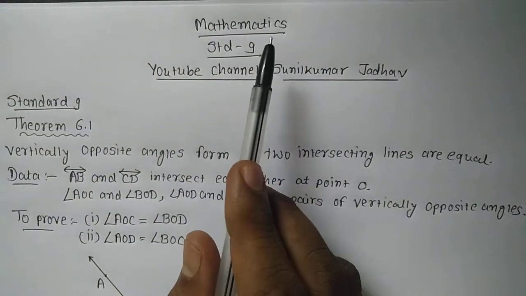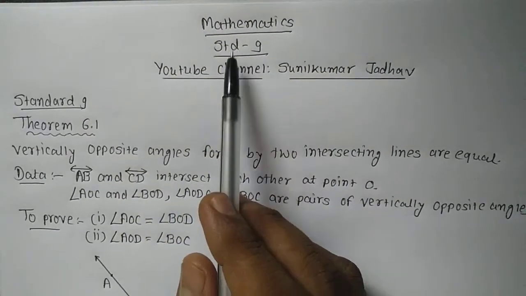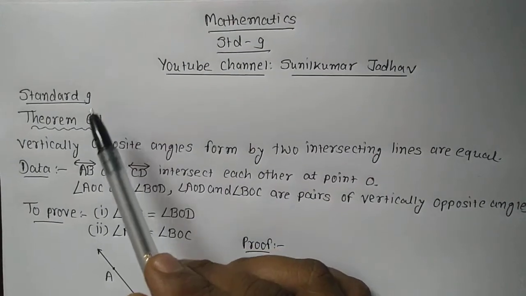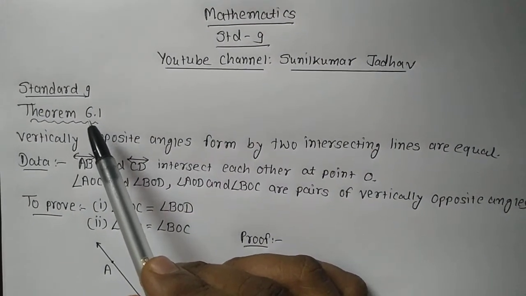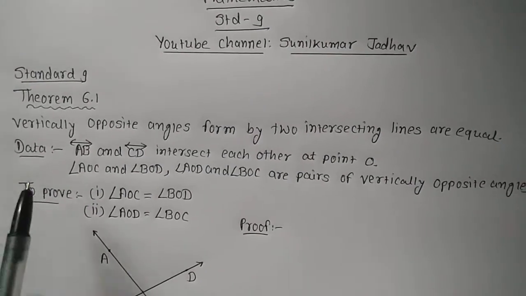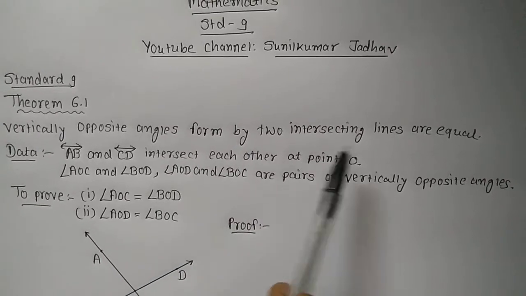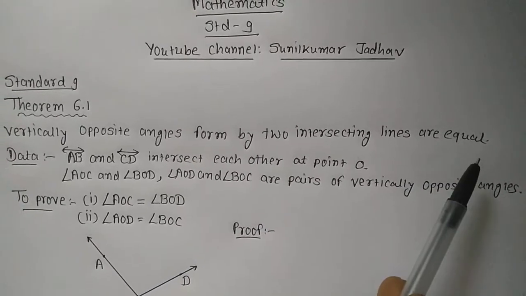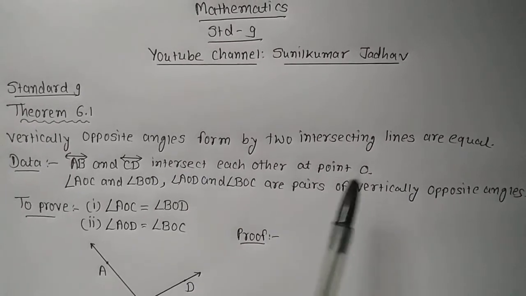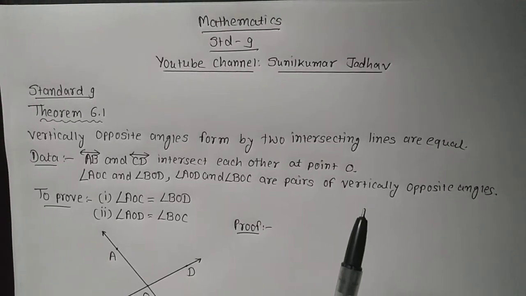Here in this video we are going to discuss one important theorem of standard 9 mathematics. As per the NCERT textbook, this is theorem 6.1. Let us see. The statement of the theorem is given here. Vertically opposite angles formed by two intersecting lines are equal, or we can say the measure of the vertically opposite angles are equal, or angles are congruent.